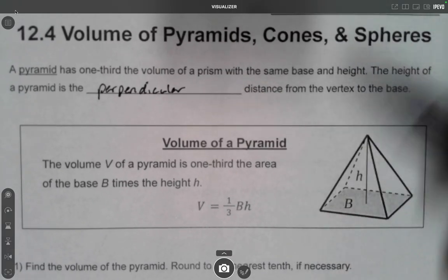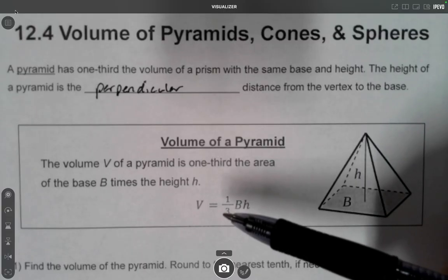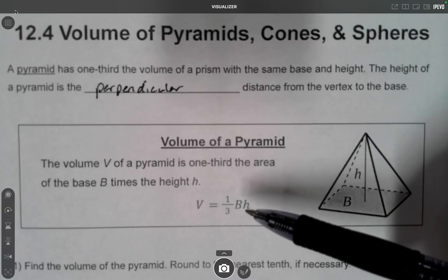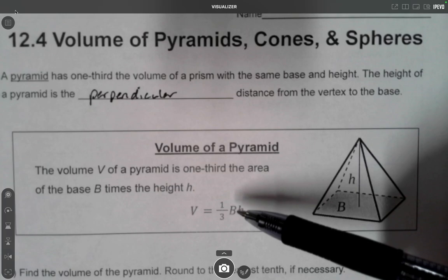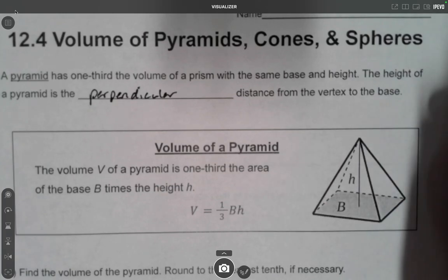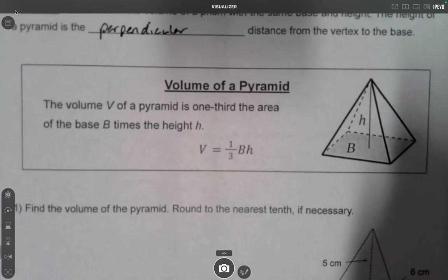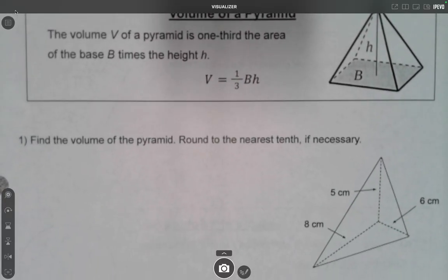So as the sentence says, the volume of a pyramid is 1/3 the base of a prism, which is capital B, area of the base, times the height of the 3D shape. So let's practice two of these. Find the volume of the pyramid, round to the nearest tenth if necessary.